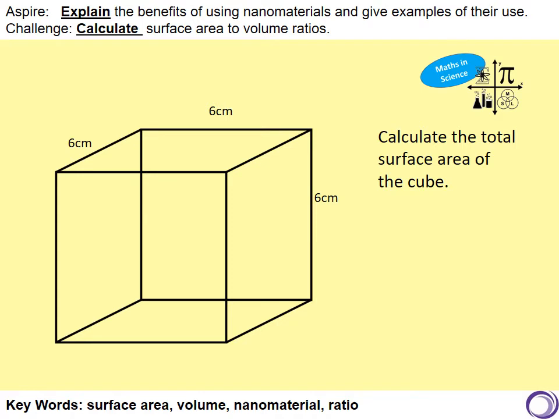Right, so first of all, I'd like you to now calculate the surface area of the cube. And to do this, you're going to need to calculate the area of one surface, and then the cube has 6 surfaces, so you'll need to times that by 6.